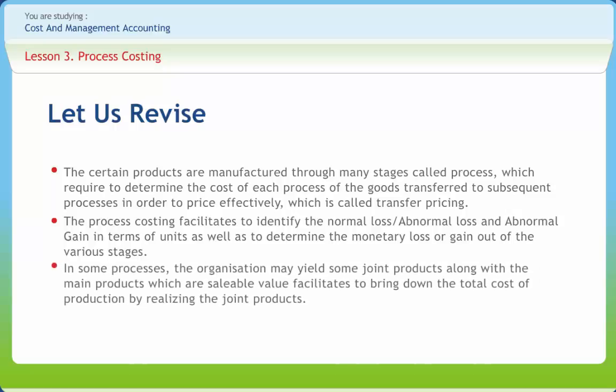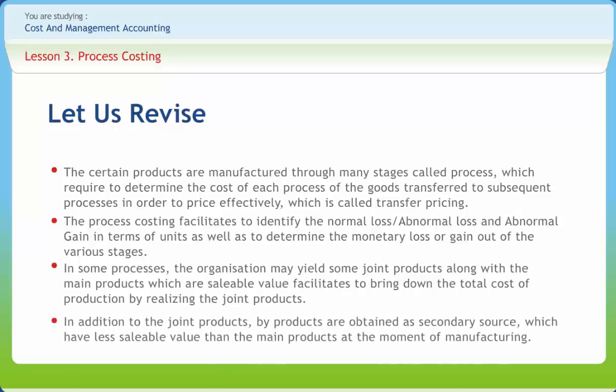In some processes, the organization may yield some joint products along with the main products, whose saleable value helps to bring down the total cost of production. In addition to the joint products, byproducts are obtained as a secondary source, which have less saleable value than the main products at the moment of manufacturing.